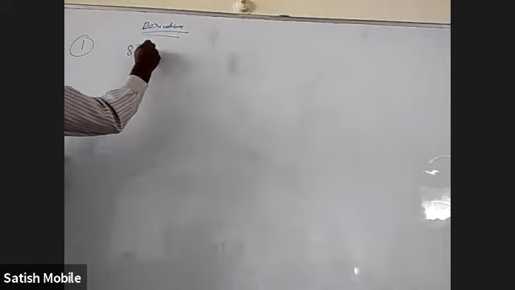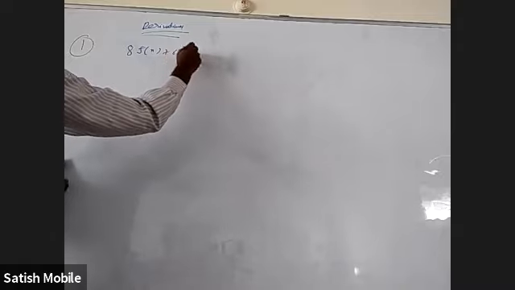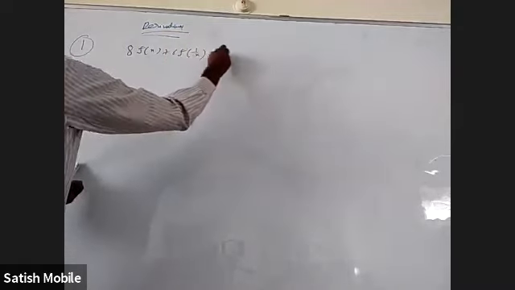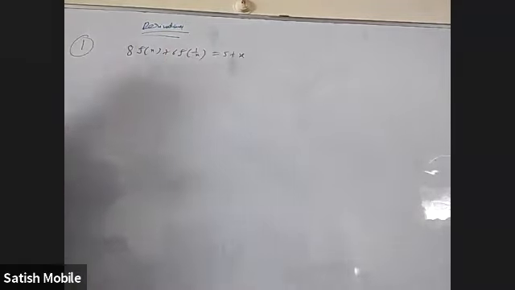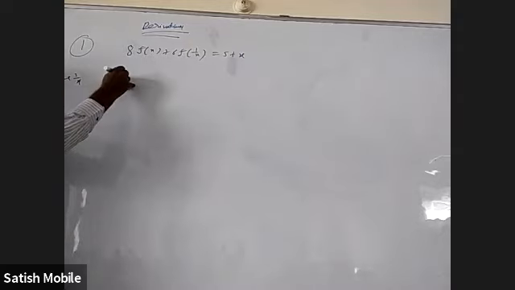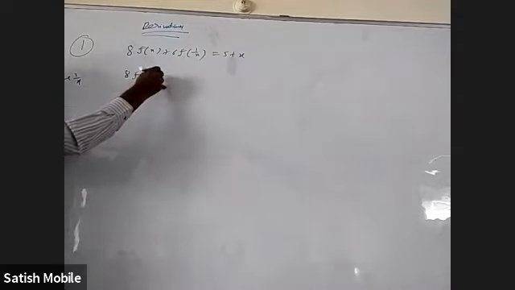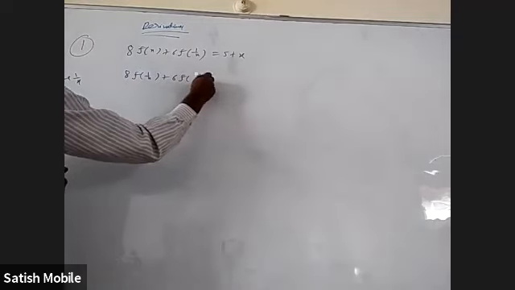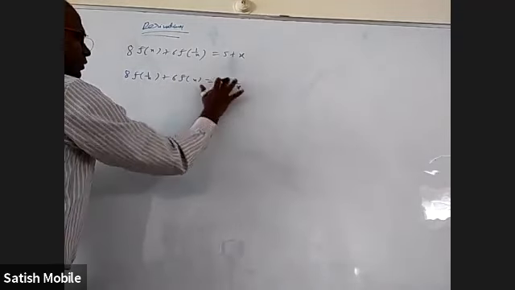Okay, very first question, they did not give the function, you have to find the function. 8 f of x plus 6 f of 1 by x is equal to 5 plus x. They did not tell us what the function is, we are supposed to find it. How to find it: replace x with 1 by x. This will become f of 1 by x, this will become f of x, and this is 5 plus 1 by x.